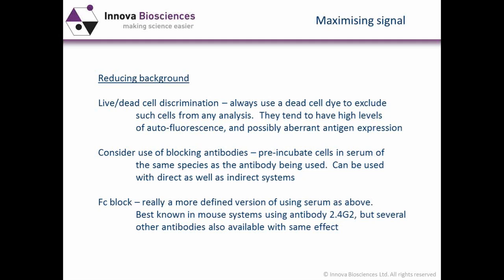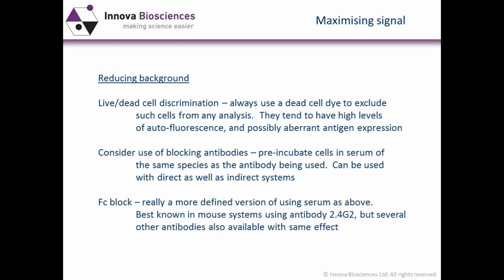There are a number of dead cell markers available now, and they can generally be found for use in whichever channel of the flow cytometer you need to find a dye to work with. So you're not just restricted, perhaps as you were a few years ago, to something like propidium iodide. There are dead cell markers now available for all channels.